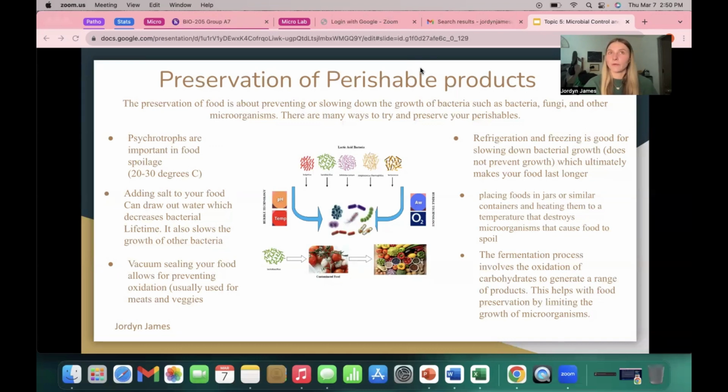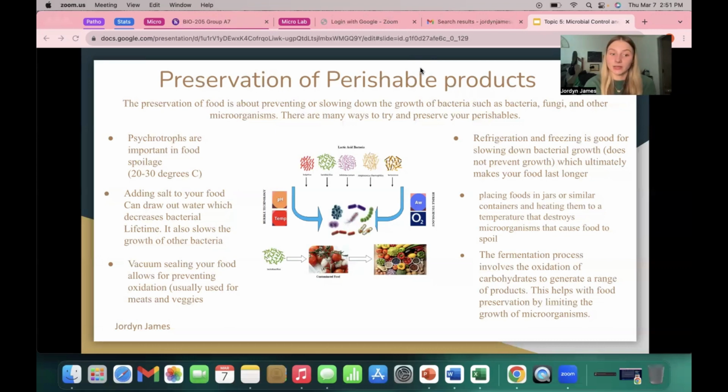Just like us, organisms and microorganisms all need nutrients and things that they need to survive, one of them being water. So one way you can preserve your food is adding salt to your food, which can draw out the water, which decreases the bacterial lifetime because, again, they need water to survive. It also slows down the growth of other bacteria. So while it can decrease bacterial lifetime, that doesn't mean that they're going to die off and your food's not going to spoil. That's not true, because there are still other bacteria and they can still spoil your food, but it will slow down the growth of those other bacteria.